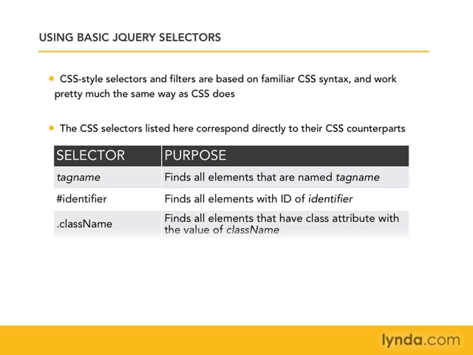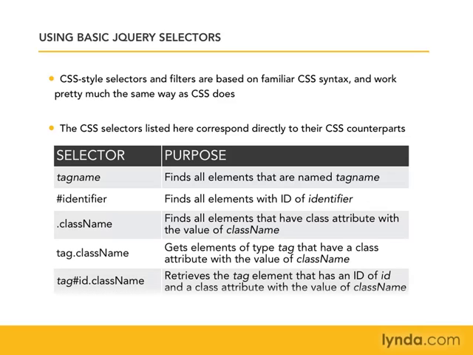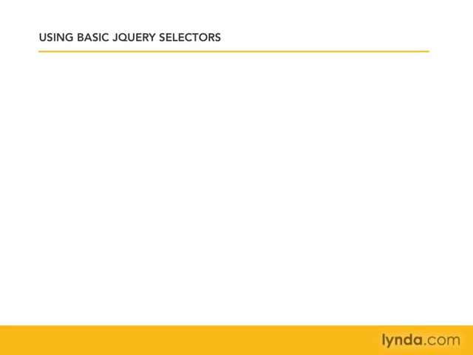And just like CSS, you can get a little bit more fancy. You can look for tags that have a particular class name, or you can look for a tag that has a specific ID and has a class name on it. And then there's a wildcard character. The special character, the asterisk, basically means find all of the elements on the page. And that sometimes happens. You need to iterate over all of the elements in a page.